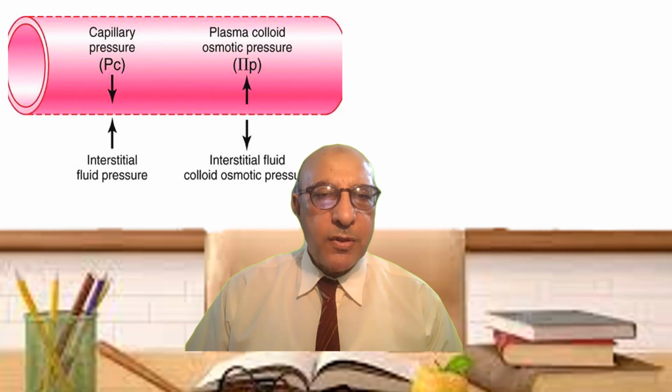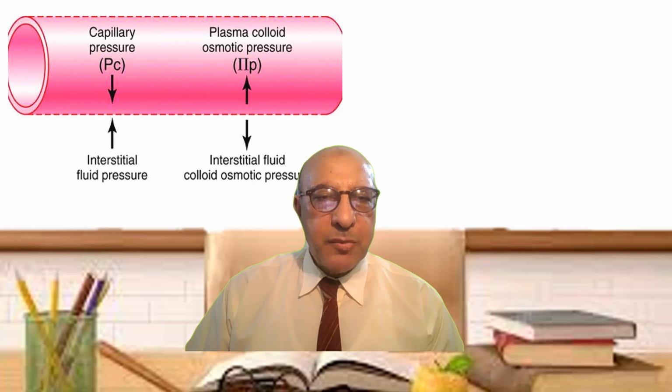The second factor within the capillary is the plasma colloid osmotic pressure. Colloid means that it is due to plasma protein, the most important of which is albumin. This albumin generates, as we explained in the previous lecture, what is called the oncotic or osmotic pressure, which tends to move the fluid or the water from the interstitial space to the capillary lumen. It is opposing the capillary hydrostatic pressure.